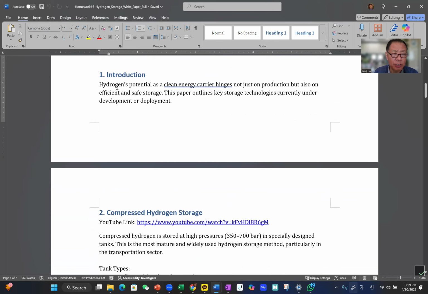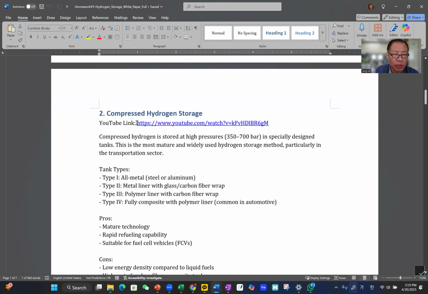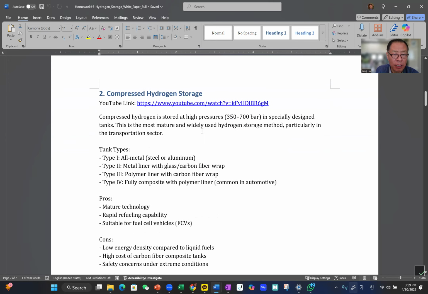Well, short introductions. Hydrogen's potential as a clean energy carrier hinges not just on production, but also on efficient and safe storage. So energy production is important, but safe storage should also follow. So compressed hydrogen storage.